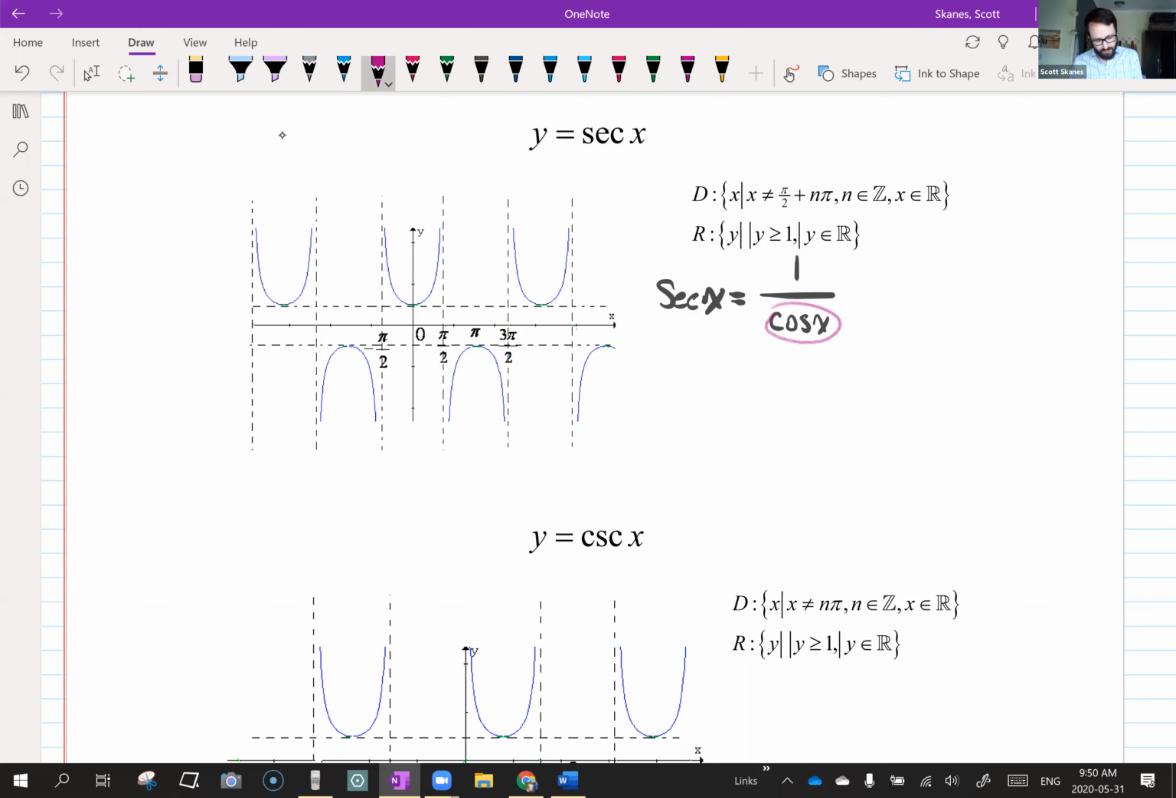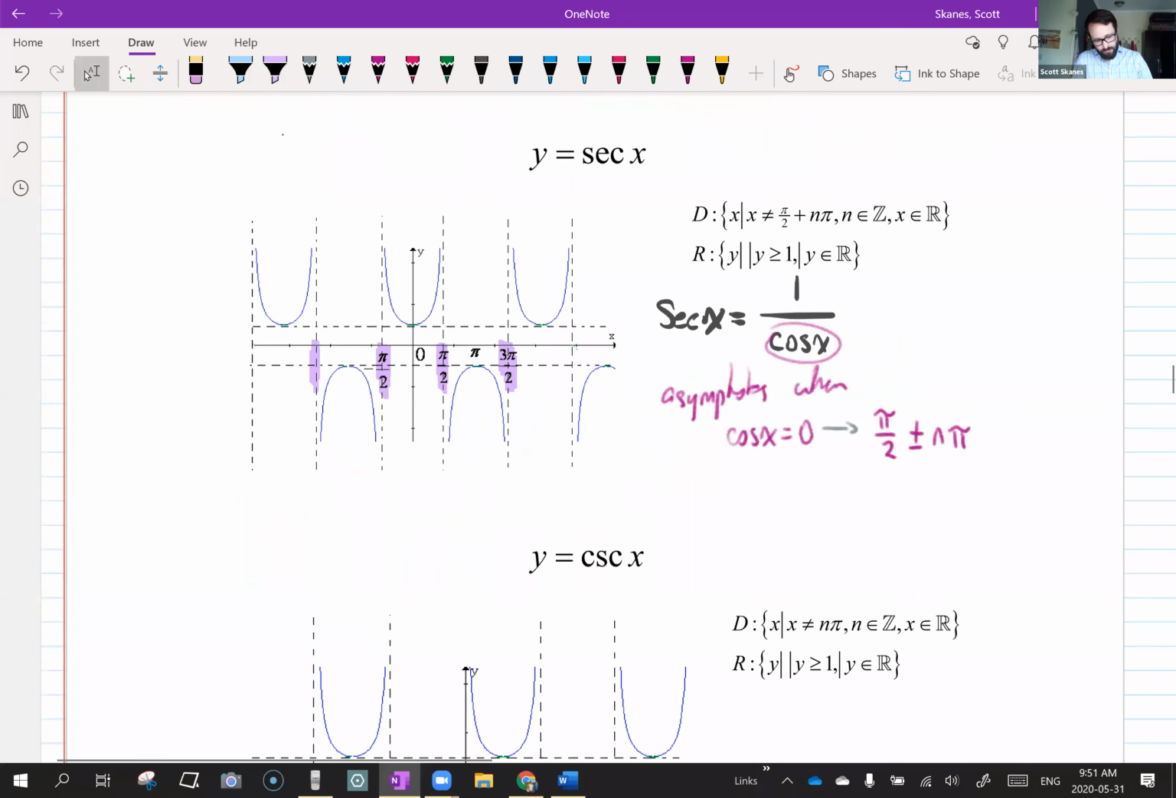So cosine. When is cosine 0? We already talked about this. So there's asymptotes when cosine of x is 0. We know that cosine is 0 when we have pi over 2 or any constant multiple of pi over 2 added to it. So pi over 2, 3 pi over 2, 5 pi over 2, 7 pi over 2. Okay, and we can see that here. It's an asymptote at pi over 2, 3 pi over 2, negative pi over 2, negative 3 pi over 2, multiples.